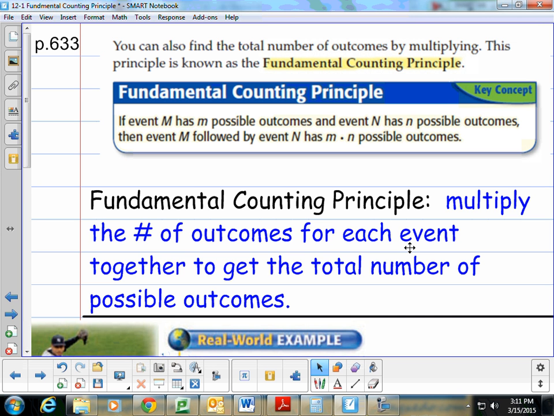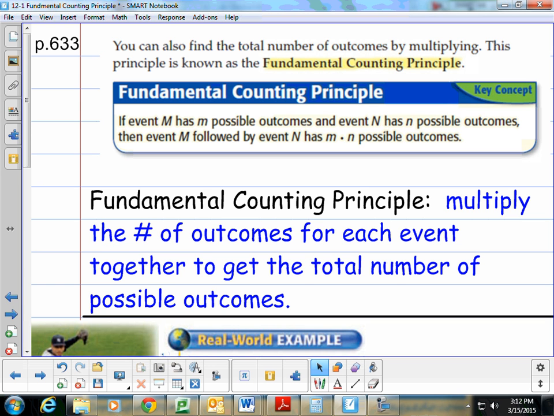And the key concept here says that if event M has M possible outcomes and event N has N possible outcomes, then event M followed by event N has M times N possible outcomes. Again, those variables just represent something that can be changed, a number we don't know right now. So essentially, multiply the number of outcomes for each event together to get the total number of possible outcomes.